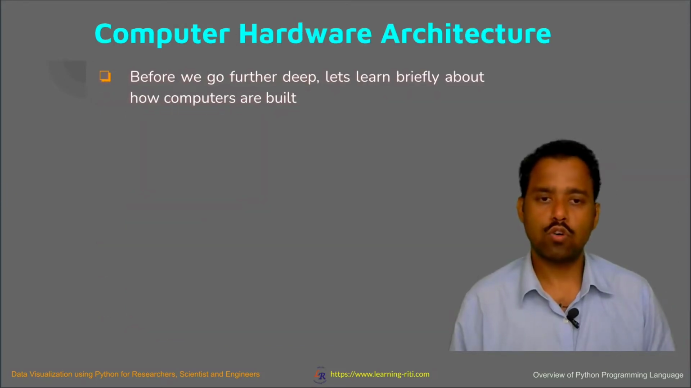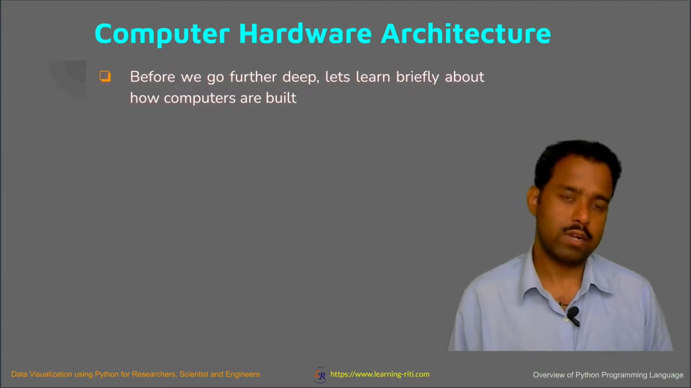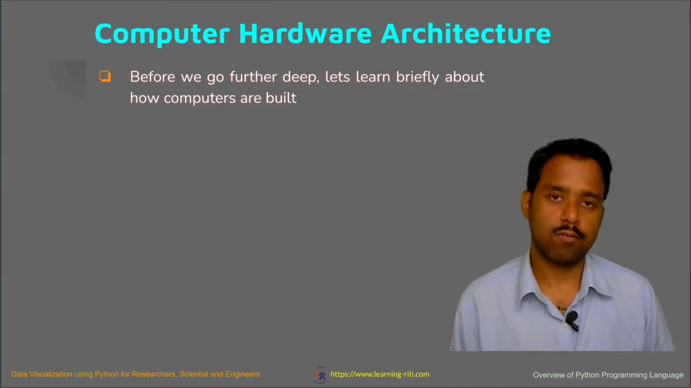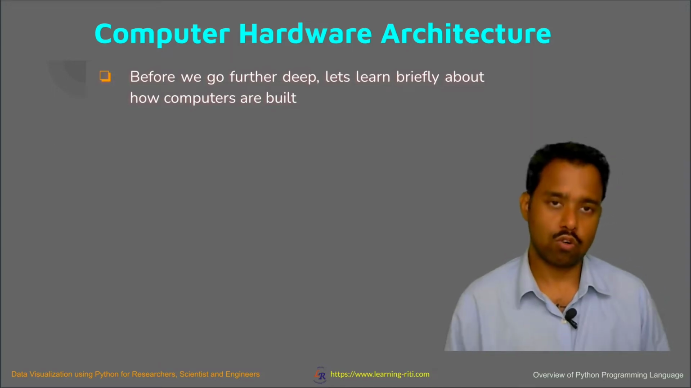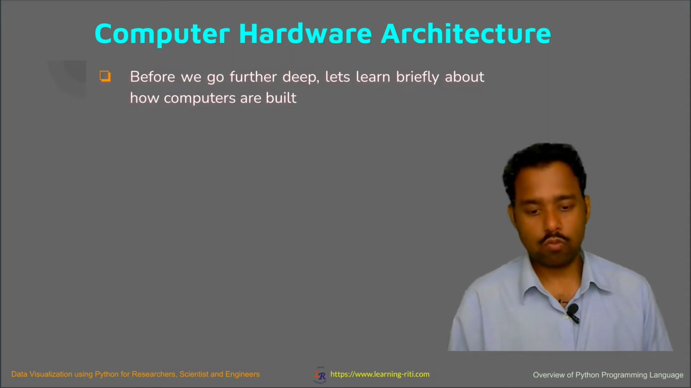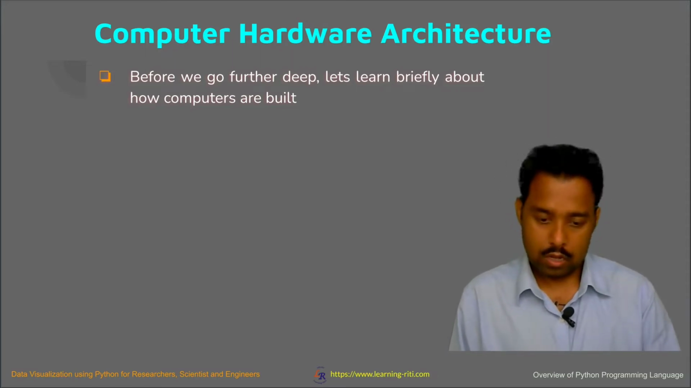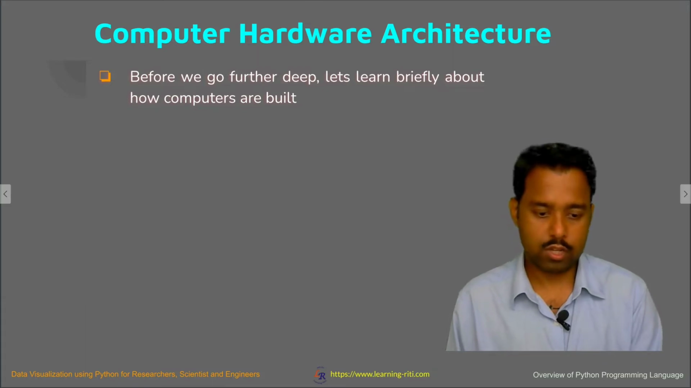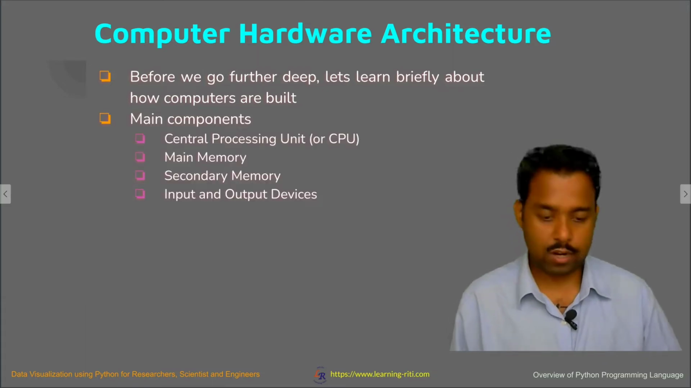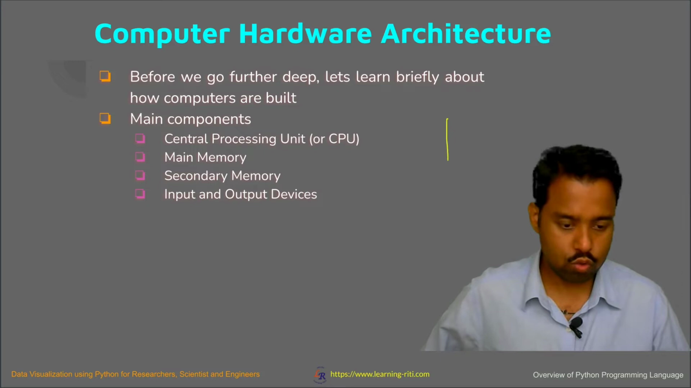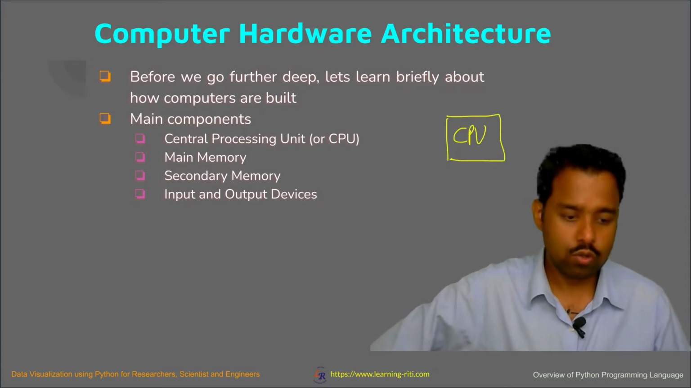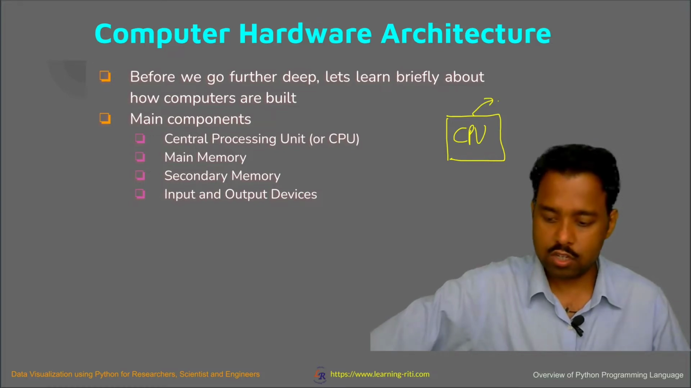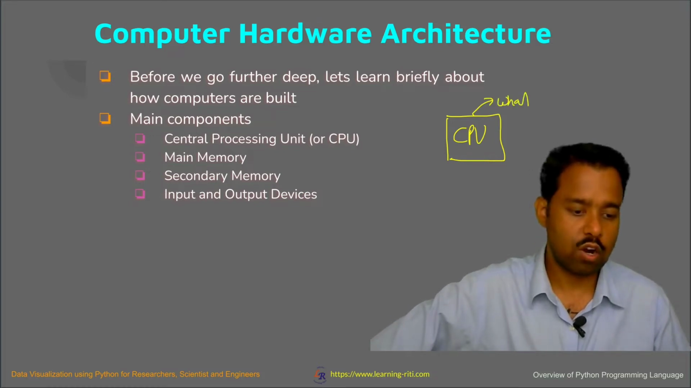Before we go deep into Python programming and the technical terms, let's first look at how computers are built and how they work. That will be very helpful in understanding how the code is processed, right? So first of all, computers have four main components. The first component is the CPU, the central processing unit. In short, CPU, and its job is to always ask a question. And what question is that? What next?